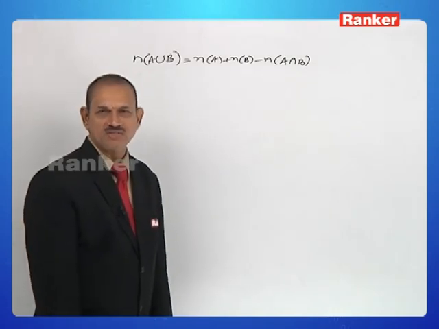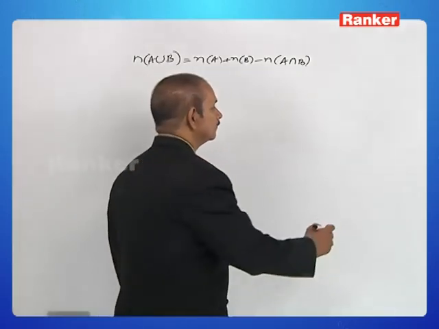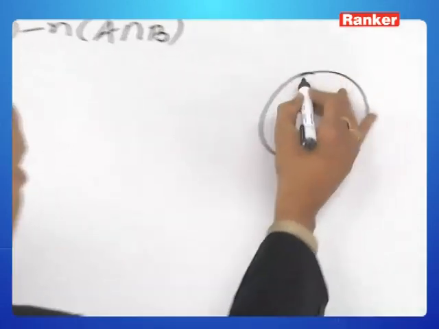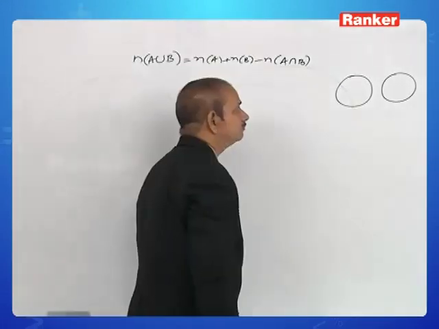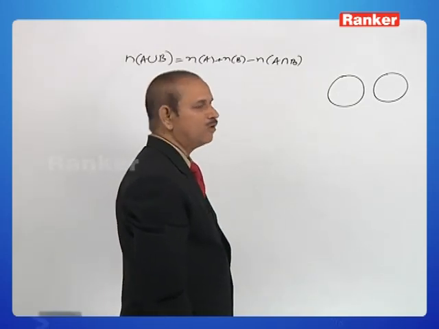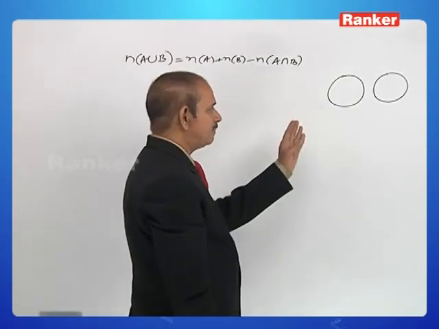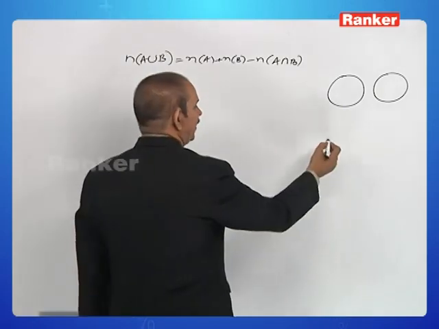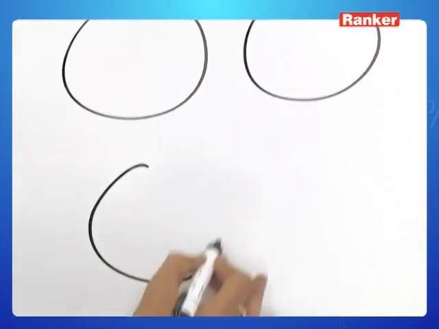How can you have it? Look here. Observe these sets that are disjoint. What is n of A union B? n of A plus n of B. Now observe this case.